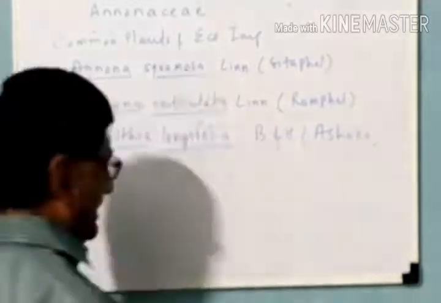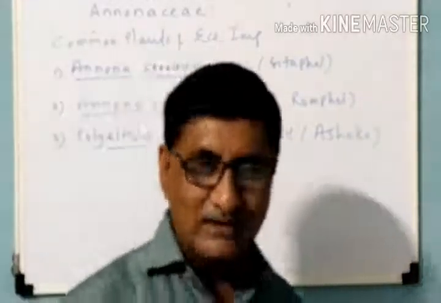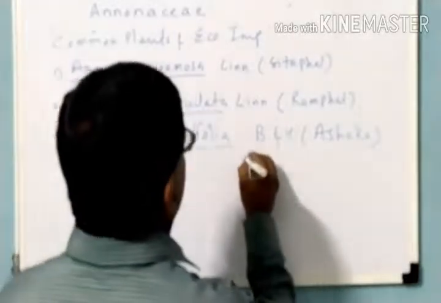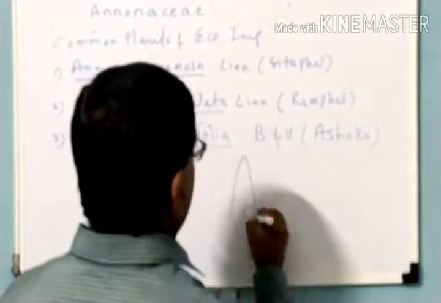You know the Ashoka plant. This is an ornamental or garden plant. This plant has a beautiful shape. That shape is pyramidal in nature.